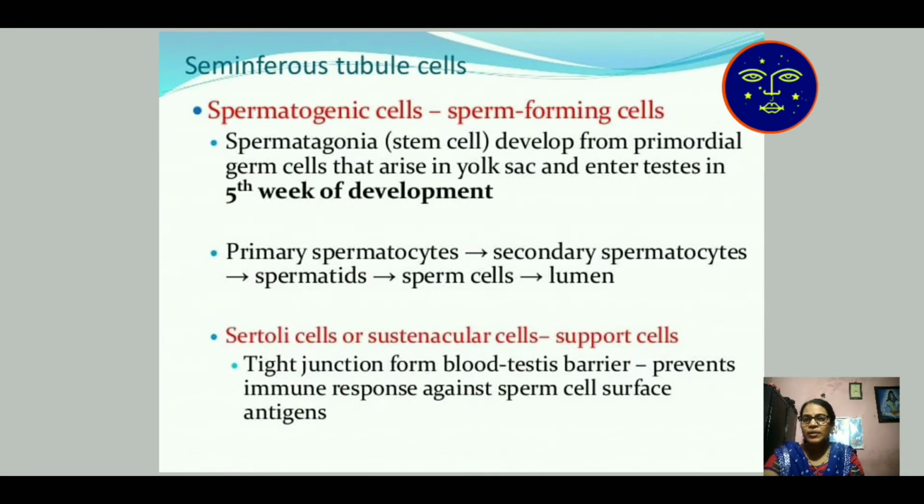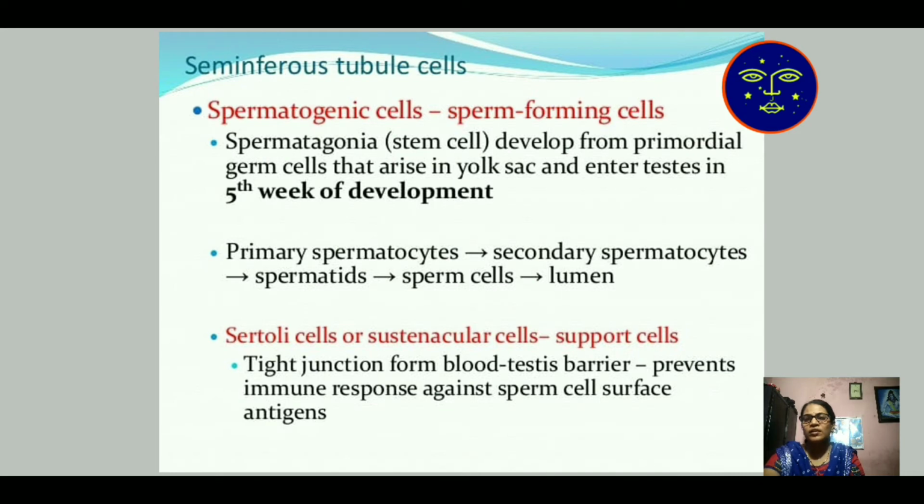Then next, the seminiferous tubule cells. The spermatogenic cells, or sperm-forming cells, known as spermatogonia or stem cells, develop from the primordial germ cells that arise in the yolk sac and enter the testis in the fifth week of development. First, primary spermatocytes are produced with 2n number of chromosomes, then secondary spermatocytes with n number of chromosomes, and their number is 2, and spermatids are n number of chromosomes. Here the spermatid number is 4.